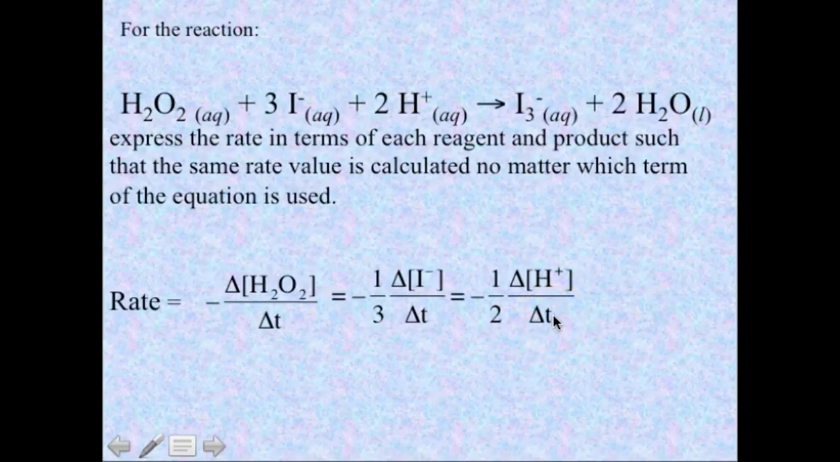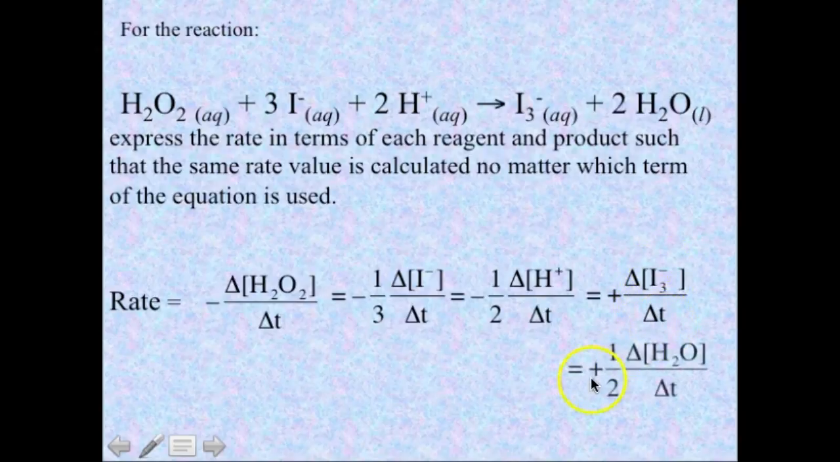So that's it for our reagents, but that would also equal, in terms of products now, plus the change in concentration of I3 ion divided by the change in time, and also equal to 1/2 the change in concentration of water divided by the change in time.